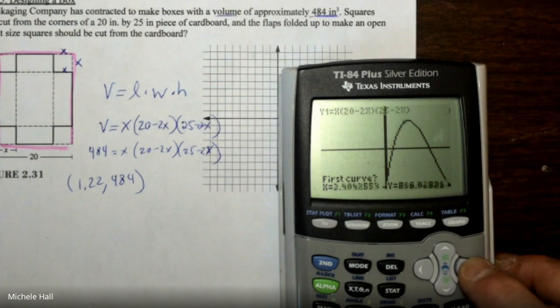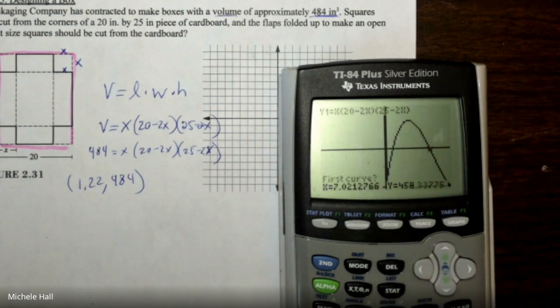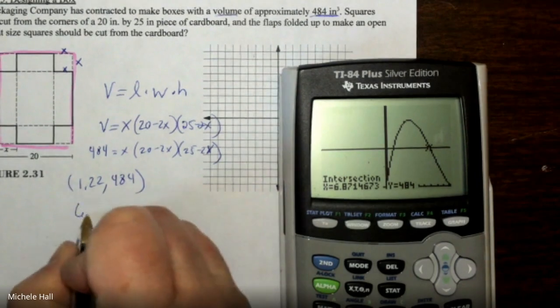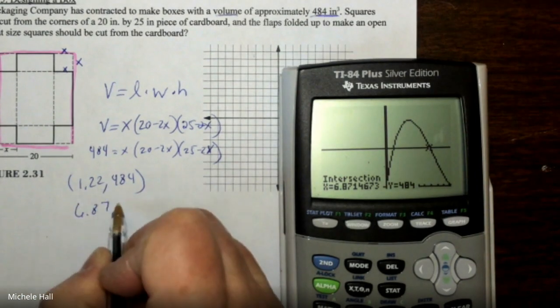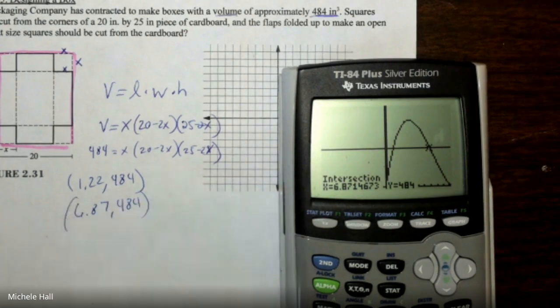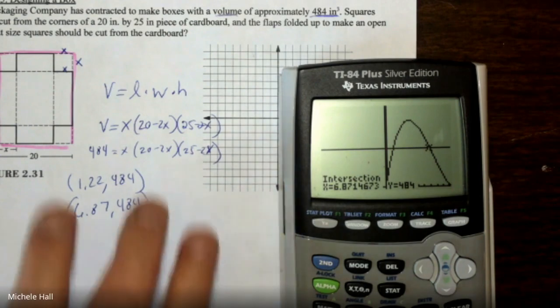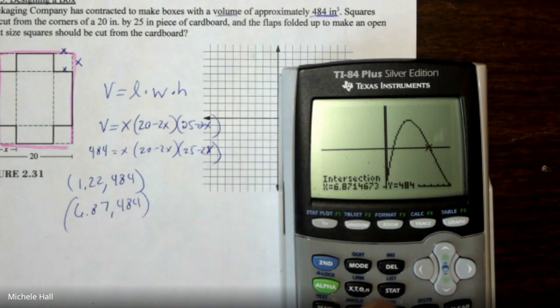Let me go over near there. Again, it is asking me, is that your first curve? Yes, it is. Is 484 your second curve? Yes. I don't need to guess. I'm just going to hit enter. And it tells me that I could cut the box at 6.87 inches and still have a volume of 484. So really the big takeaway here is when you have equations and you have something on both sides, if you put it in there and you do the intersection, you're always going to find out what your x values are every time.